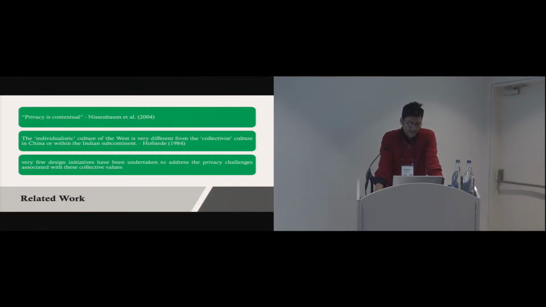And again, Hofstede has described that the individualistic culture of the West is very different from the collectivist culture of China or the Indian subcontinent. Their collectivist values often cause a person's identity as a free individual to be supplanted by, or create tension with, their familial, communal, cultural, and religious identities. HCI4D scholarship has long been studying, analyzing, and designing for various challenges rooted in these collective values. However, very few design initiatives have been undertaken to address the privacy challenges associated with these collective values.